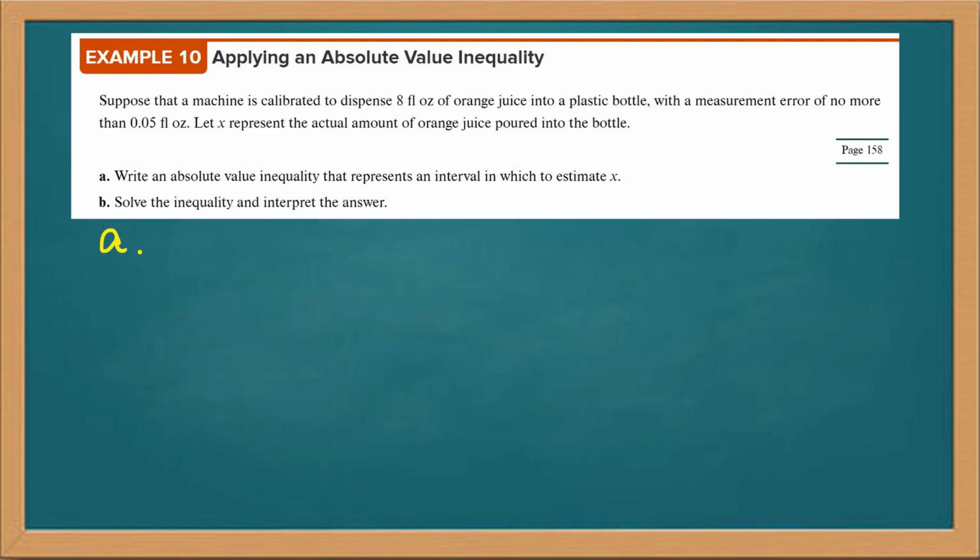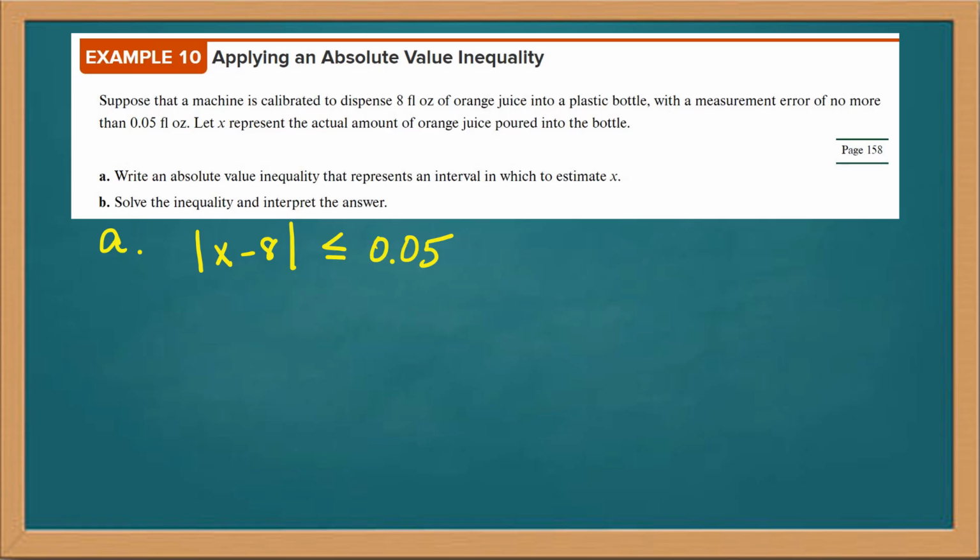All right, x is the amount that gets poured into the bottle, right? It's supposed to be about 8 fluid ounces, but the machine is not perfect. It could be slightly more than 8. It could be slightly less than 8. But it's not supposed to be any more than 0.05 ounces off. What we can say is that the absolute value of x minus 8 is going to be less than or equal to 0.05. So the amount that gets poured into the bottle, which is x, is going to be either a little more than 8 or a little less than 8, but not more than 0.05 off. That difference should be less than or equal to 0.05.